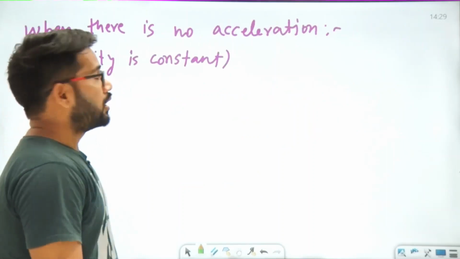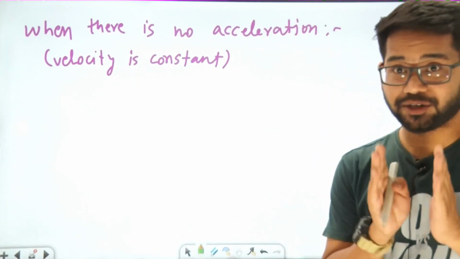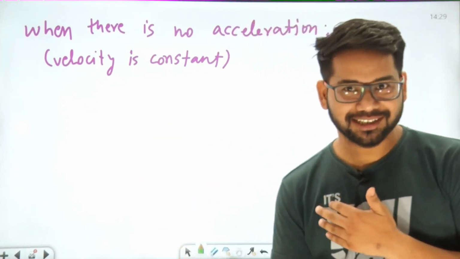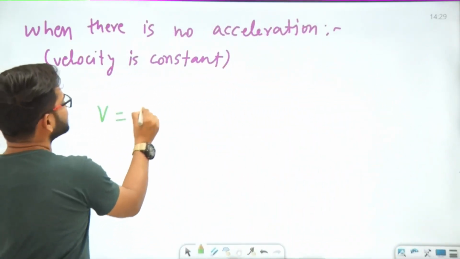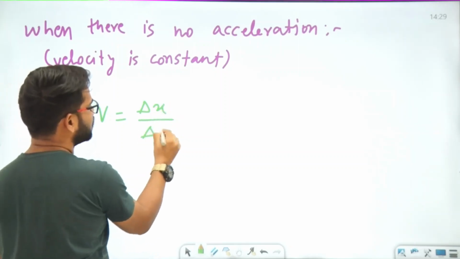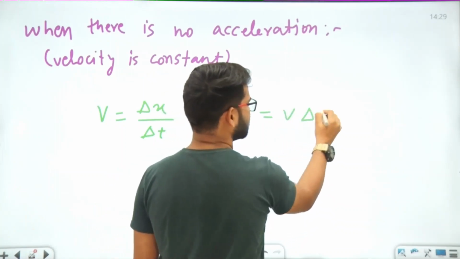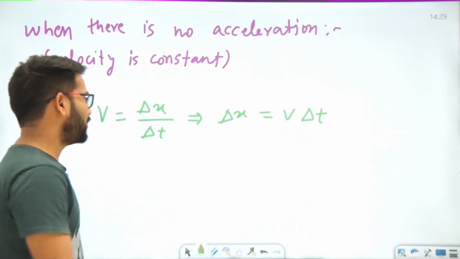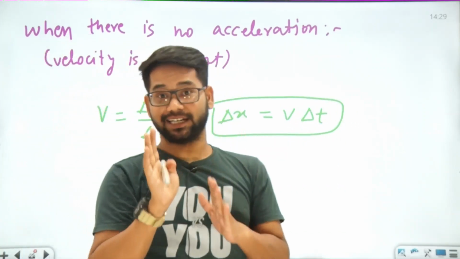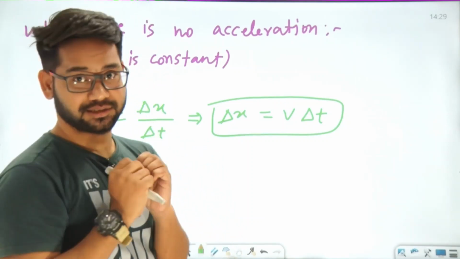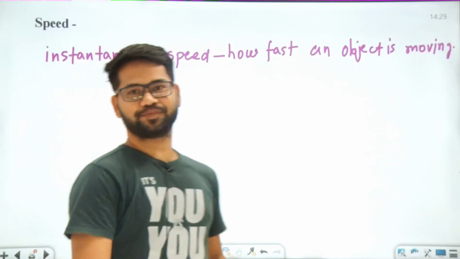Now, when there is no acceleration, that situation is constant velocity, right? So students, we have v equals delta x over delta t. So can we write it as delta x equals v delta t? You have to remember, you can only apply this when there is no acceleration, when velocity is constant. I hope you are going to remember this when we are solving the questions.